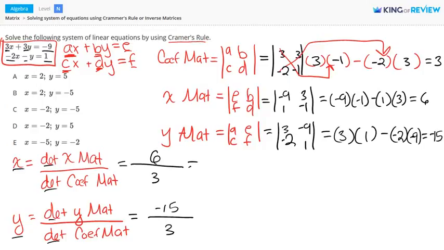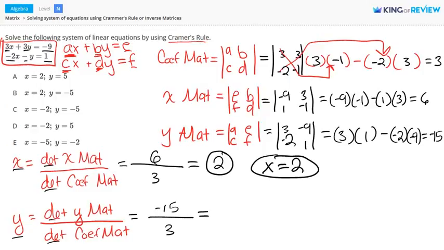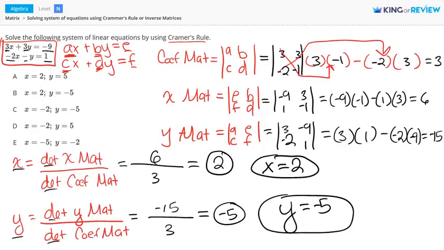And the last step is to just simplify. 6 over 3 equals 2. So we know that x is equal to 2. And -15 divided by 3, well, that's -5. So we know that y equals -5. So now we've used Cramer's rule to solve for x and y.